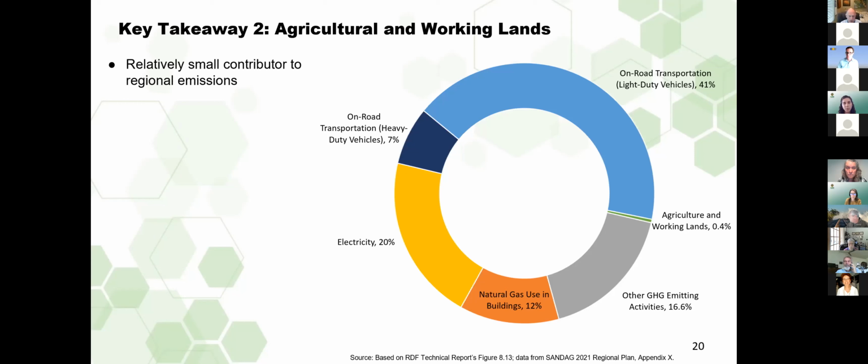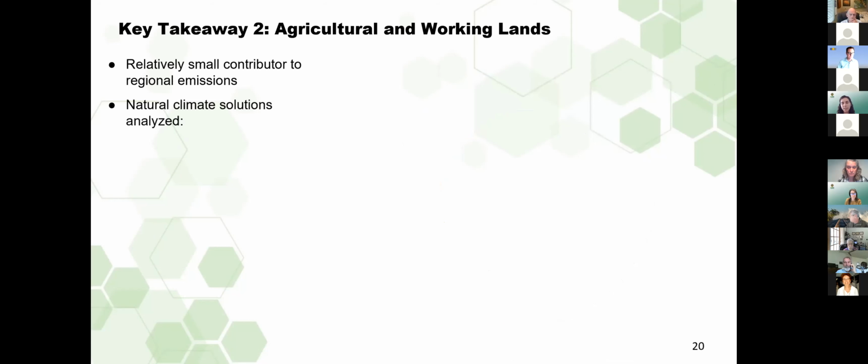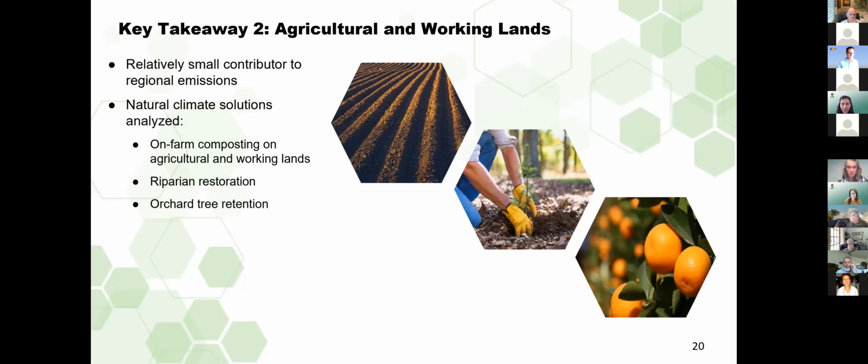So this section analyzed 3 natural climate solutions for working lands: on-farm composting, riparian restoration, and orchard tree retention. The carbon farming techniques that offered the strongest carbon sequestration potential were on-farm composting and composting on range and pasturelands. Additional agricultural sequestration can come from habitat restoration of riparian habitats and retaining orchard trees that would otherwise be lost due to rising input costs.